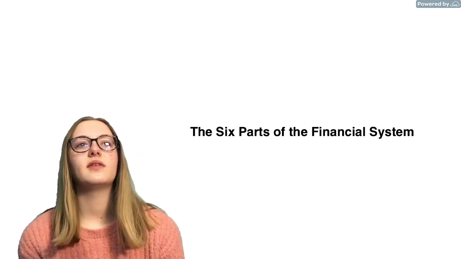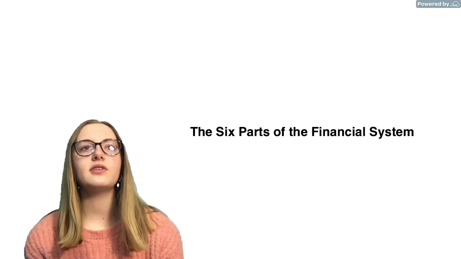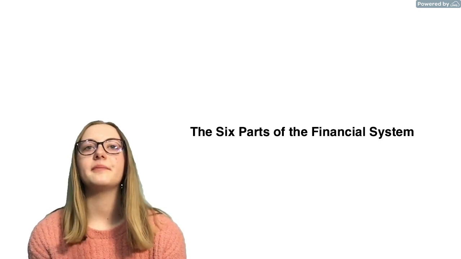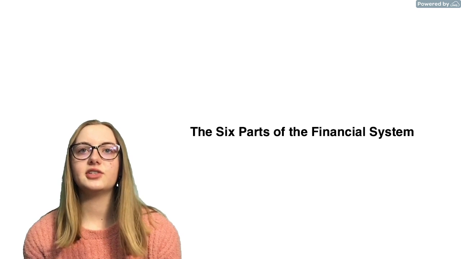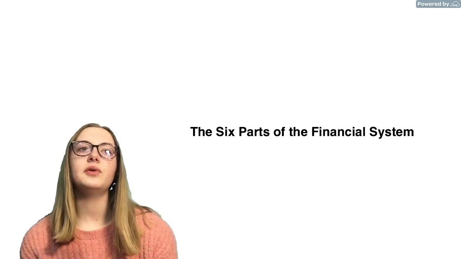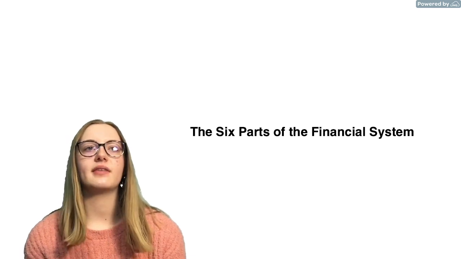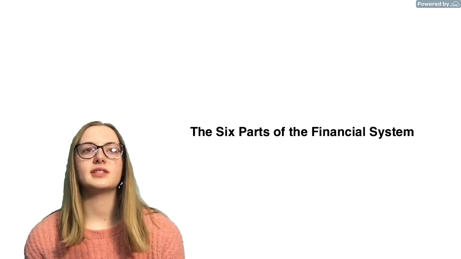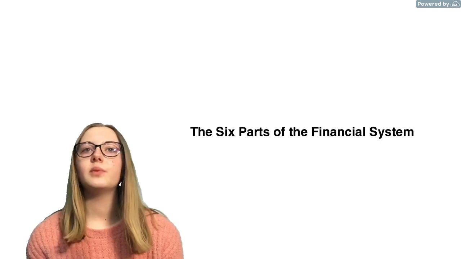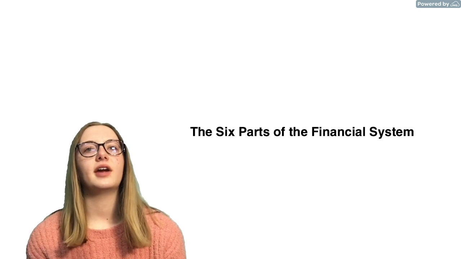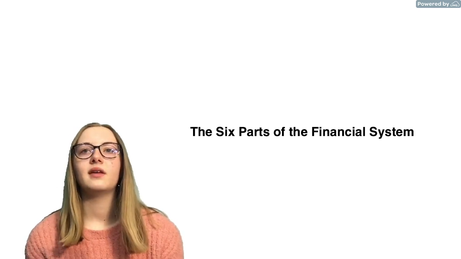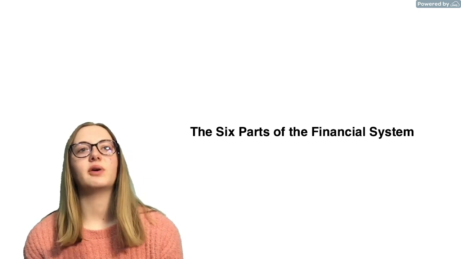The 6 parts of the financial system. The financial system has 6 parts, each of which plays a fundamental role in our economy. Those parts are money, financial instruments, financial markets, financial institutions, government regulatory agencies, and central banks. We use the first part of the system, money, to pay for our purchases and to store our wealth. We use the second part, financial instruments, to transfer resources from savers to investors and to transfer risk to those who are best equipped to bear it.